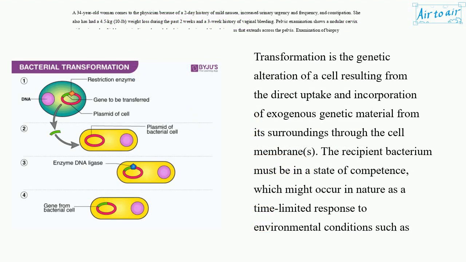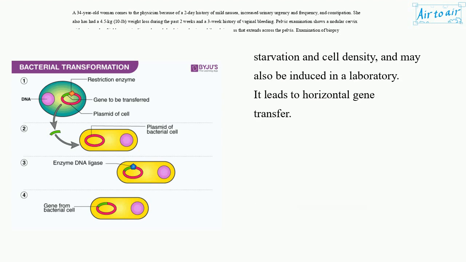Transformation is the genetic alteration of a cell resulting from the direct uptake and incorporation of exogenous genetic material from its surroundings through the cell membranes. The recipient bacterium must be in a state of competence, which might occur in nature as a time-limited response to environmental conditions such as starvation and cell density, and may also be induced in a laboratory. It leads to horizontal gene transfer.